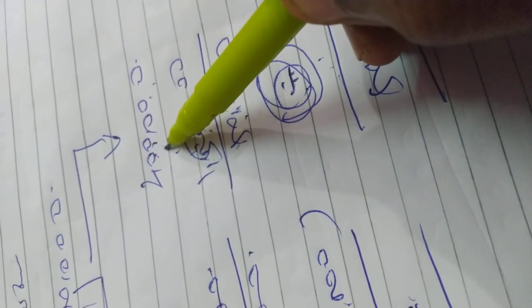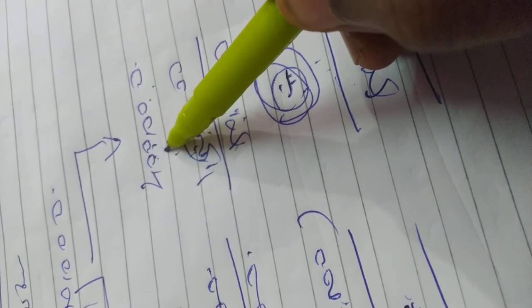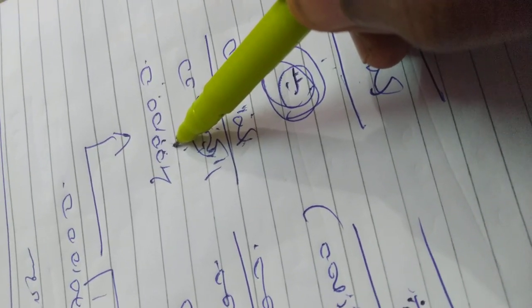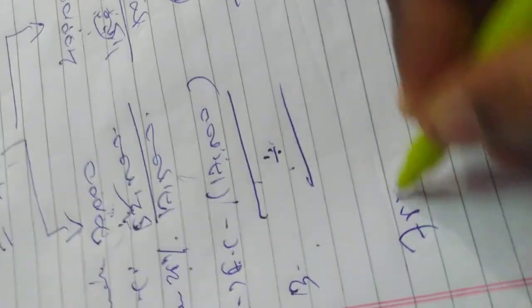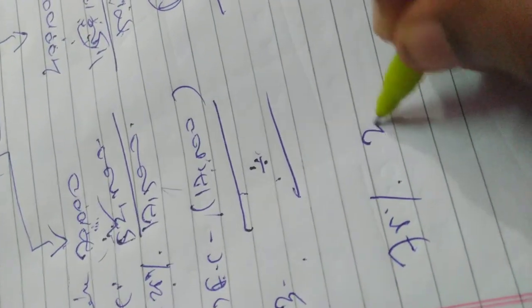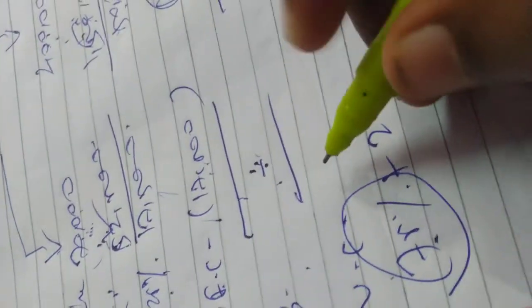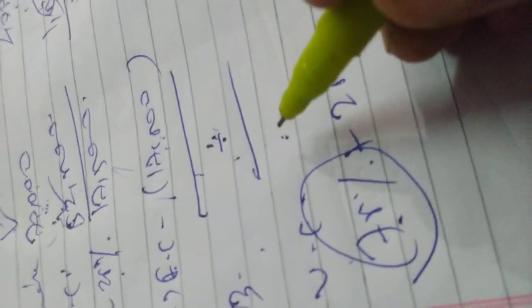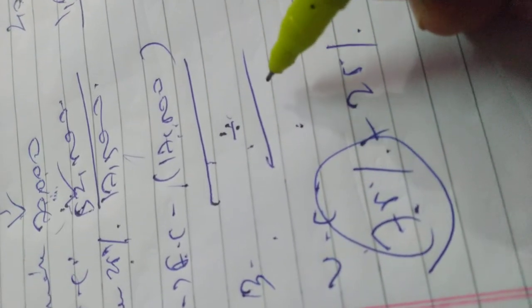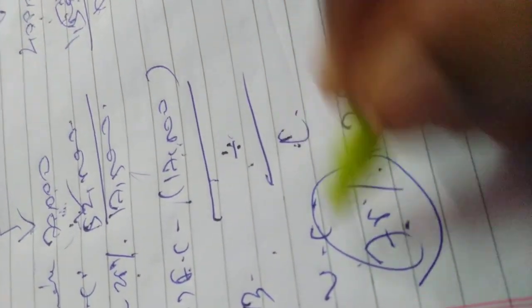What is the next one? Variable cost of the 2 periods. They are asking what is the variable cost of the 2 periods. Same thing. What is variable cost? 75% is my variable cost. How? 25% is my contribution, then 75% is my variable cost. Correct? Variable cost percentage remains the same. So this is contribution, this is variable cost.